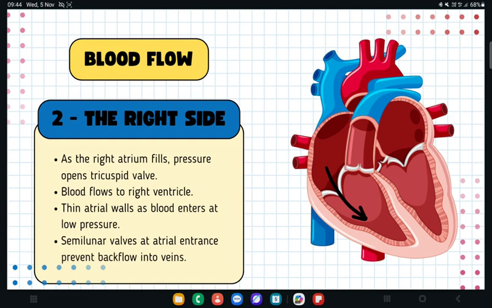Then, on the right side, as the right atrium fills with blood from the superior vena cava and inferior vena cava, the pressure of the blood opens the tricuspid valve. So the blood flows to the right ventricle. The atrial walls are thin as the blood enters at low pressure. At the atrial entrance, there are semilunar valves, and they prevent backflow into the veins.